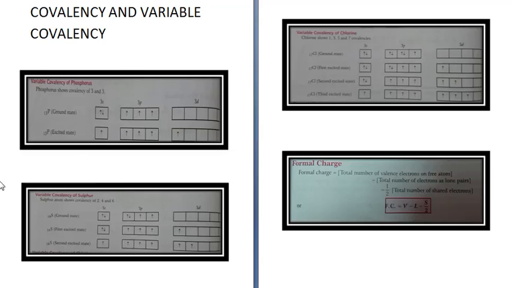Similarly, sulfur shows covalency of 2, 4 and 6. The ground state of sulfur, atomic number 16, is 3s2, 3p4 and the 3d orbital is empty. In the first excited state, one of the electrons from the p orbital, where there were 2 electrons, jumps to the 3d orbital. So now it is 3s2, 3p3, 3d1.